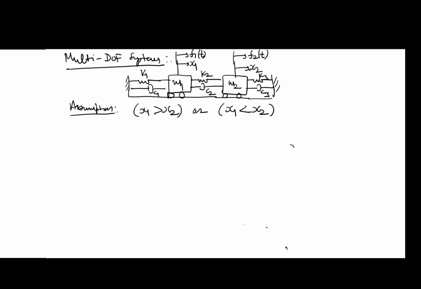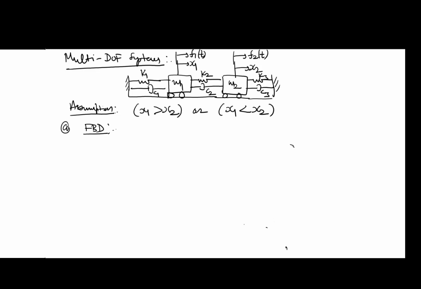So before going into this type of question, the first thing is the assumption. We have to take into account which type of case we are considering, either x1 is greater than x2 or x1 is less than x2. This will help us to draw the forces and their arrows, or their directions, in the correct manner. As I mentioned, the first step is we need to draw the free body diagram.